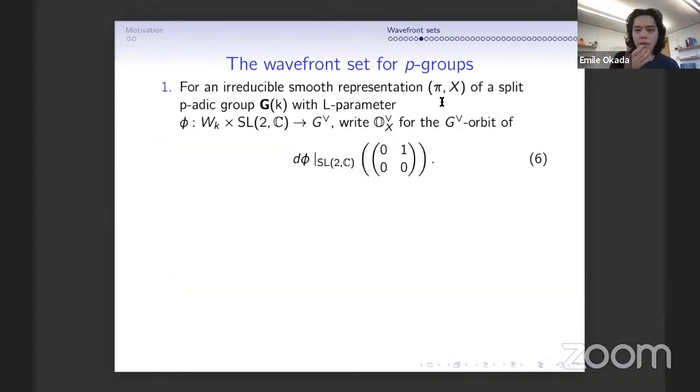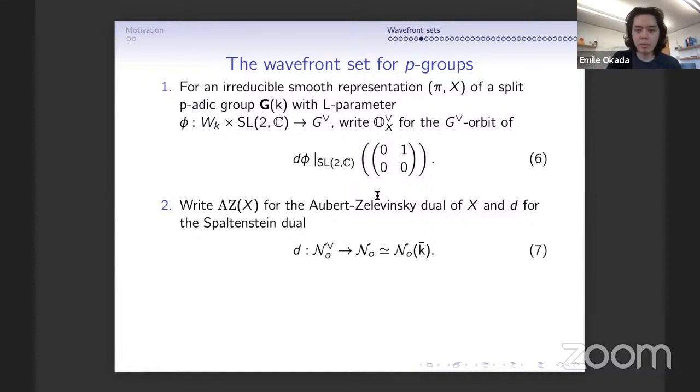So for that, let me introduce some notation. So if you have some irreducible smooth representation of a split p-adic group with this L-parameter phi, we're going to write O check of X for the orbit corresponding to this SL2 under the Jacobson-Morozov theorem. So if you're familiar with that, that states that conjugacy classes of SL2 homomorphisms are in bijection with nilpotent orbits. And this is an explicit description of what that orbit is.